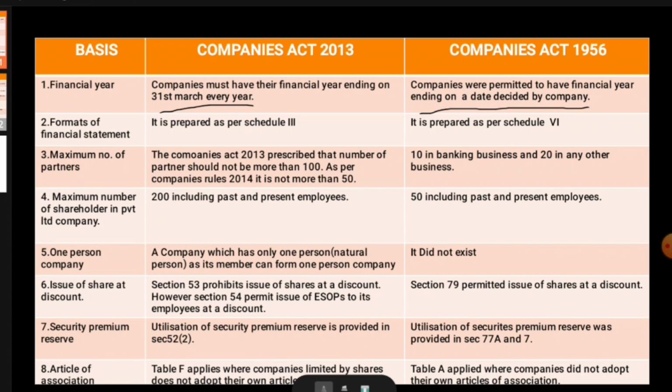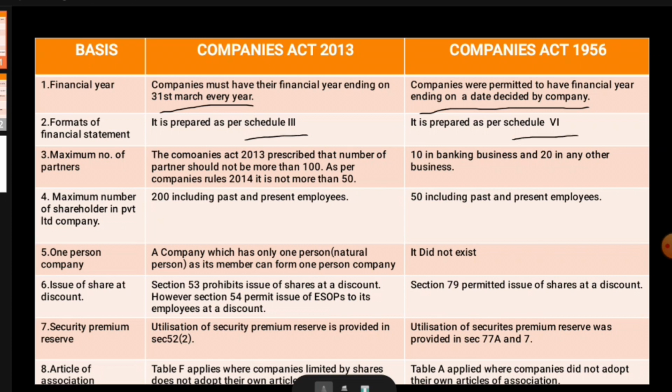But according to Companies Act 2013, it is mandatory to end any company's financial year on 31st March every year. Now our next point is the format of financial statement. The format of financial statement is prepared as per Schedule 3 according to Companies Act 2013. But according to Companies Act 1956, it was prepared as per Schedule 6.